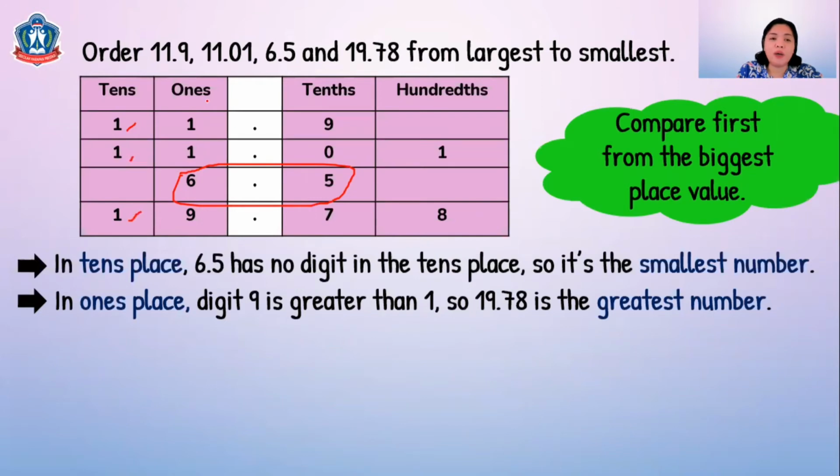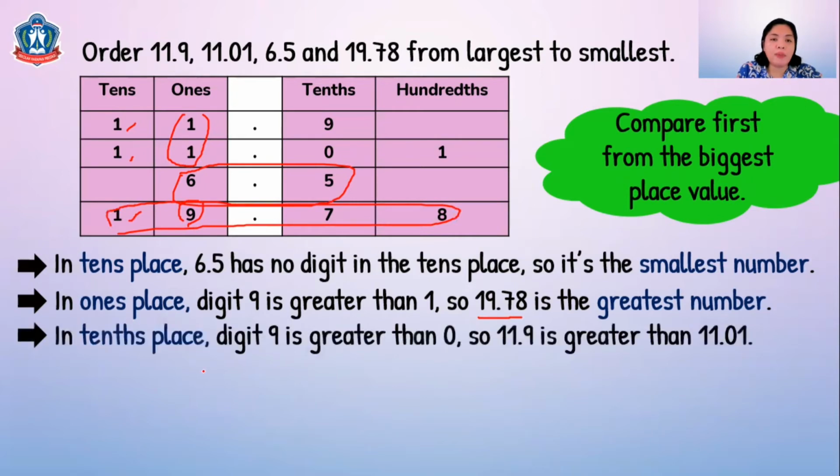Therefore, let's go to the ones place. Digit 9 is greater than 1, right? So it means 19.78 is our greatest or largest number, this one. So we have now our greatest or largest and the smallest number. Now let's compare the other two numbers. In the tens place in here, digit 9 is greater than 0.